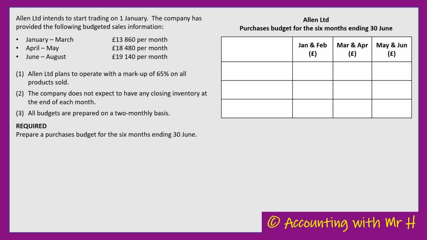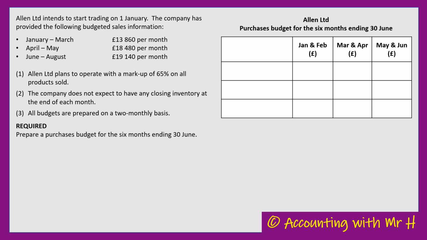So Allen Limited intends to start trading on the 1st of January. The company has provided the following budgeted sales information. January through to March, 13,860 per month, April through May, 18,480 per month, June through August, 19,140 per month. Allen Limited plans to operate with a markup of 65% on all products sold. The company does not expect to have any closing inventory at the end of each month.